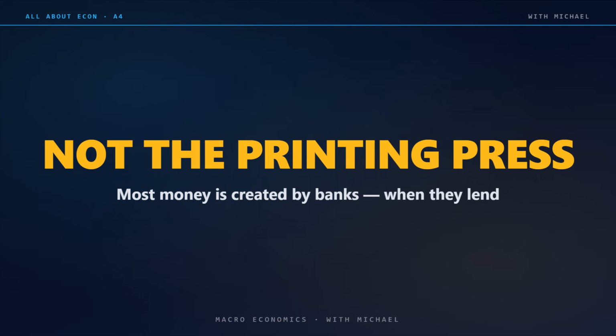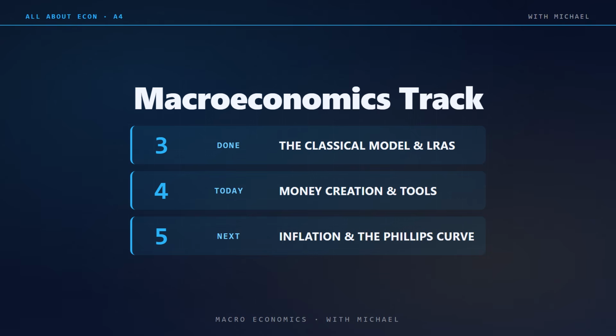Then we will see how a crisis can make money vanish, how the central bank can play the hero, and how it pulls off its most elegant trick of all, doing something while appearing to do nothing. Let us start at square one.